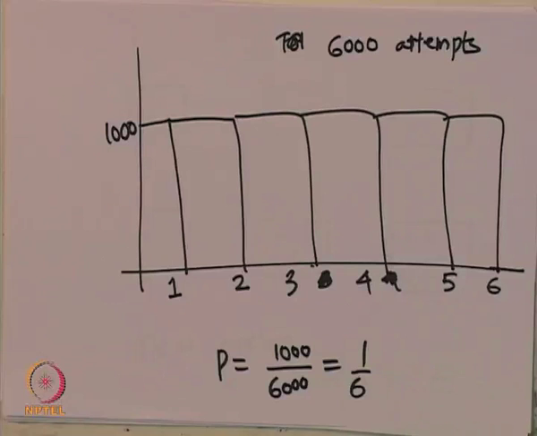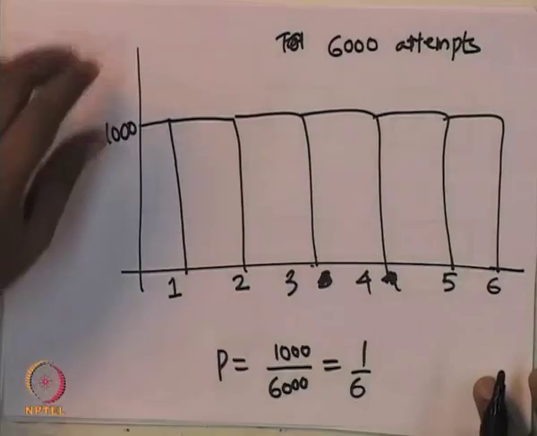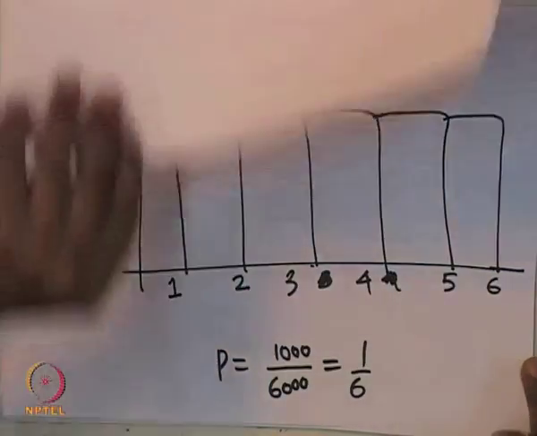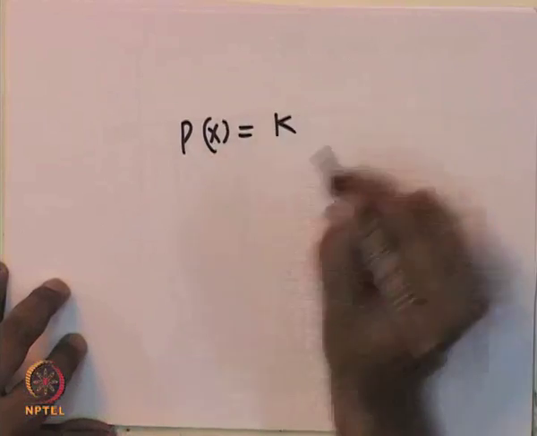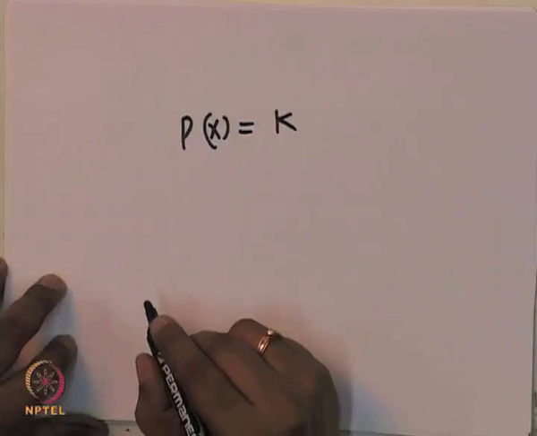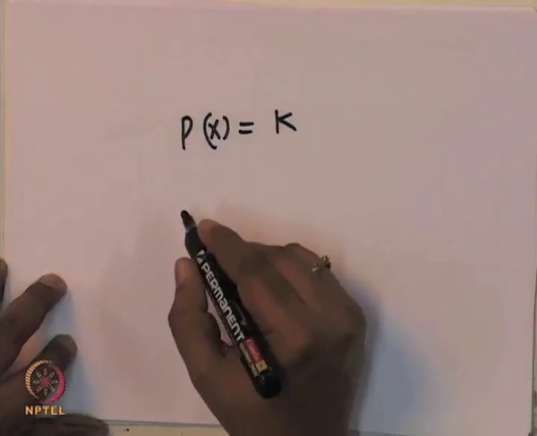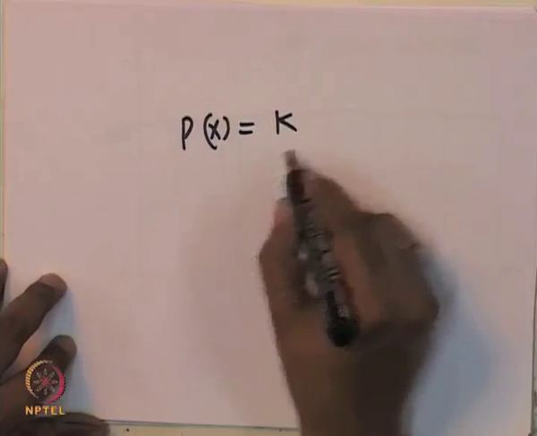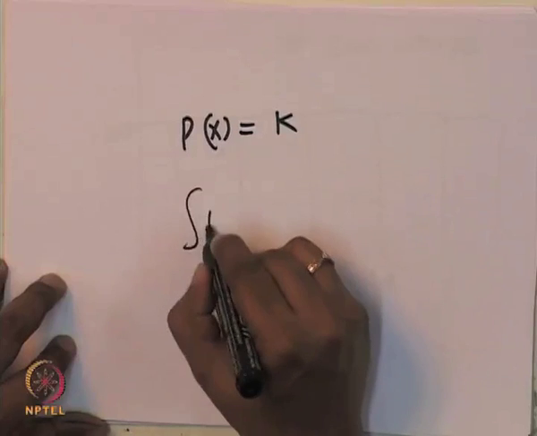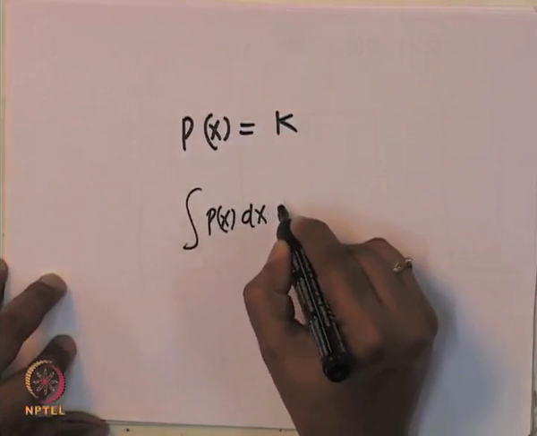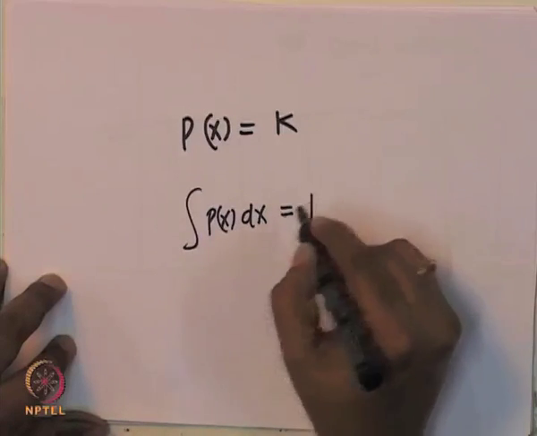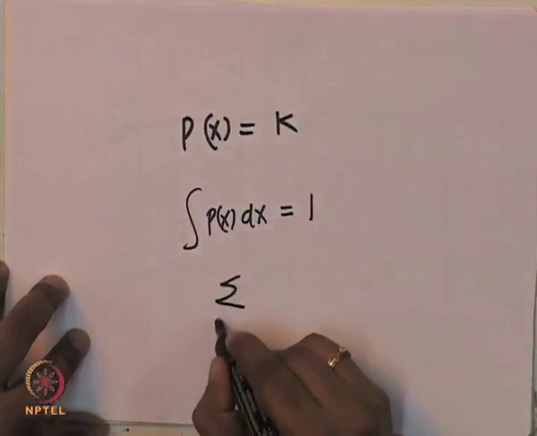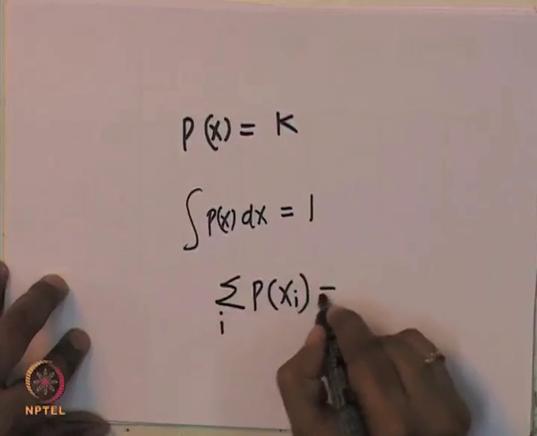So, this is called a uniform distribution. In other words, you can say that P of x is some constant k. That is, it is always the same. Now, what is k? How do we find it? So, integral P of x dx has to be 1.